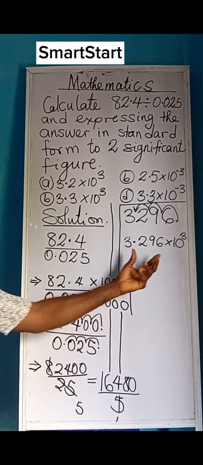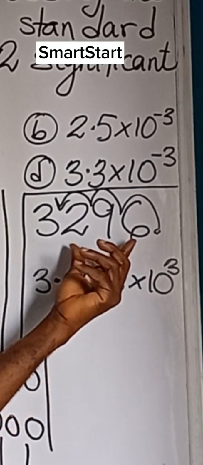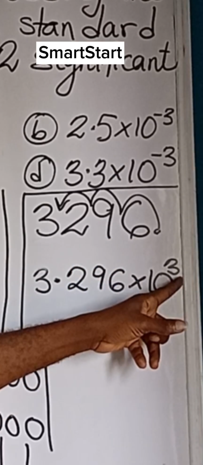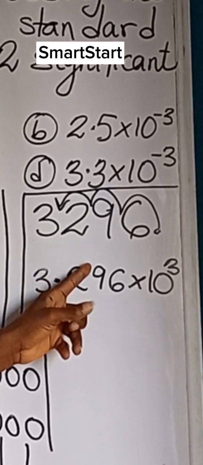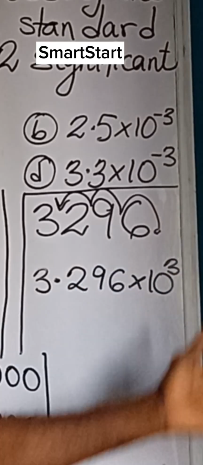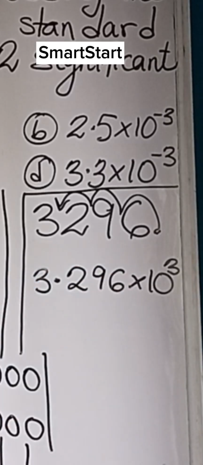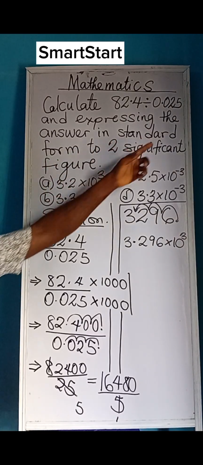Because by the time you are writing this standard form now, to come back to this figure, you want to look at this 3. Is it positive or negative? If it is positive, that means the decimal point moves to the right. This is more or less 3.296 times 1,000. And it makes it move to the right. But that instruction in the question has not been exhausted. You have only done that of standard form.